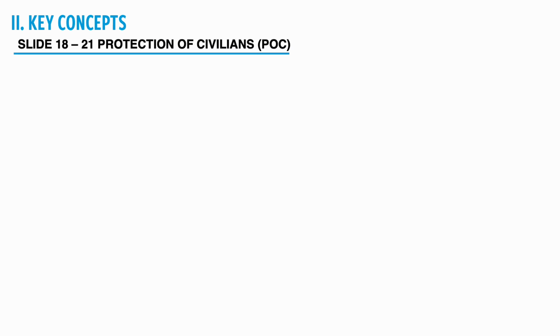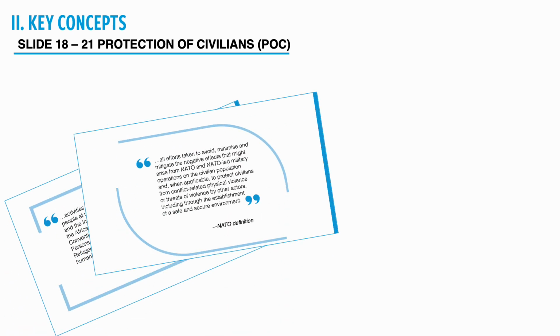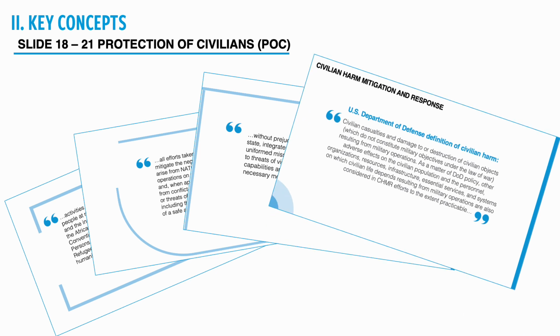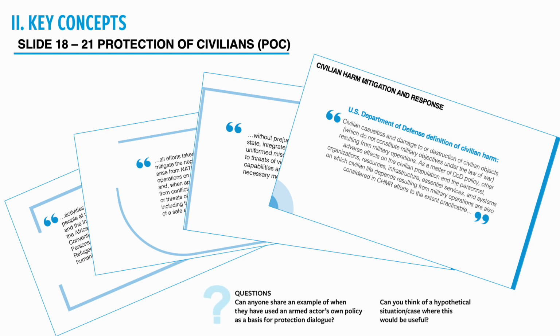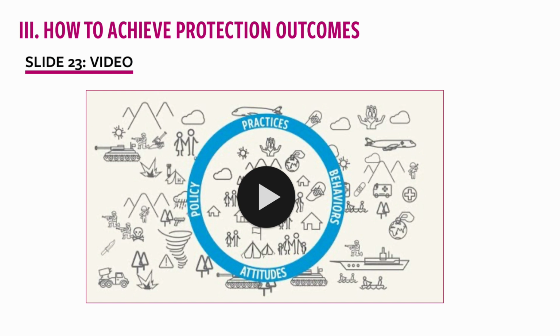The next few slides show the protection of civilians definitions of the African Union, NATO, the UN peace operations, and the U.S. Department of Defense's definition of civilian harm. Even non-state armed groups have policies related to the protection of civilians. See, for example, theirwords.org, although this is not updated. What is important after sharing the definitions is to inquire whether anyone has used an armed actor's own policy as a basis for protection dialogue, or if they can think of a hypothetical situation or case where this would be useful.